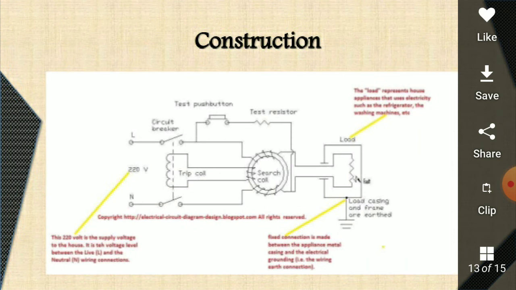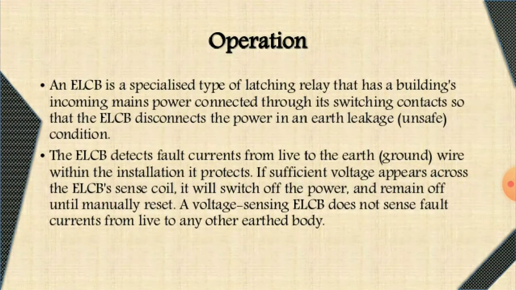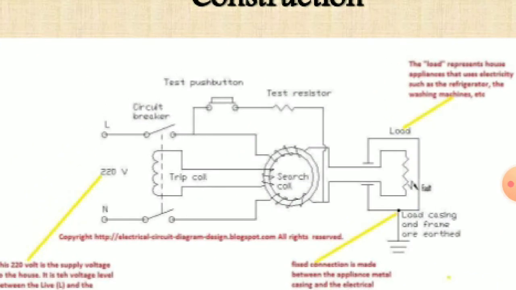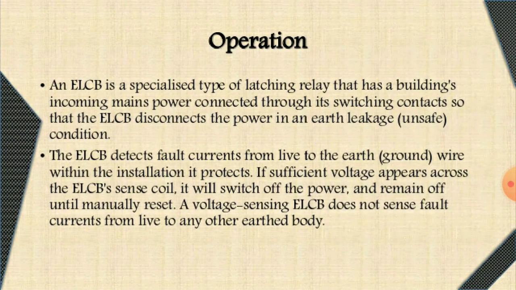So this is the construction, and we have the operation as follows. These are relays which have such construction. In that we have a trip coil, circuit breaker, one surge coil, a test resistor, and a test push button. So these are the parts. In that way, it is simply an earth leakage relay which is used for detecting any kind of leakage to earth. These are again used in all the applications, and the current rating of these ELCBs will be in terms of milliamps.